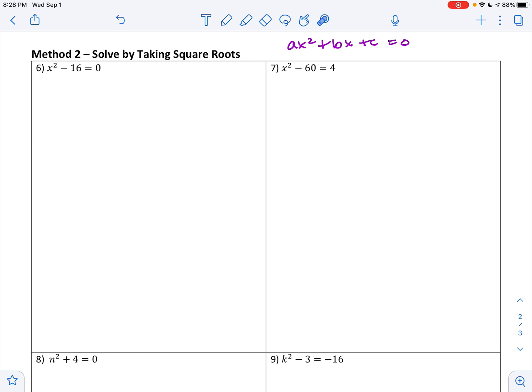So what we always want to do is isolate the variable. You want to get the x squared, or whatever variable is being squared, alone. On example 6, I have x squared minus 16 equals 0. We want to get x squared alone. To undo subtraction, I'm going to do addition. And I'll have x squared equals 16.